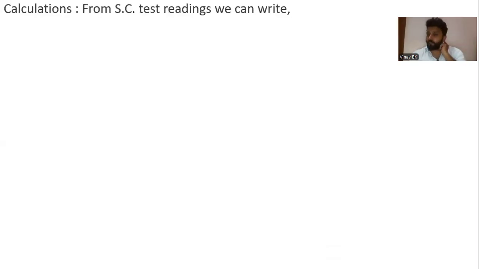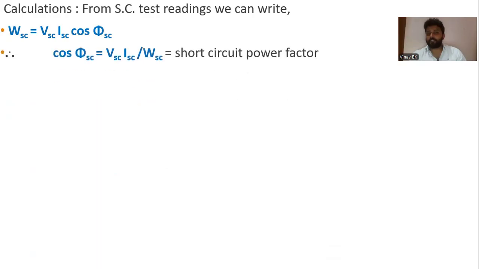So for the calculations from the short circuit test, you need to write first WSC, VSC, ISC, that is the short circuit power, voltage and current from the readings. Then you find cos phi SC. It is given by WSC divided by VSC into ISC. That is nothing but the short circuit power factor.